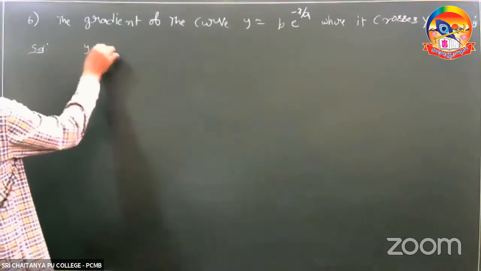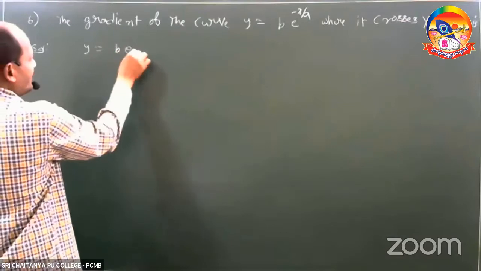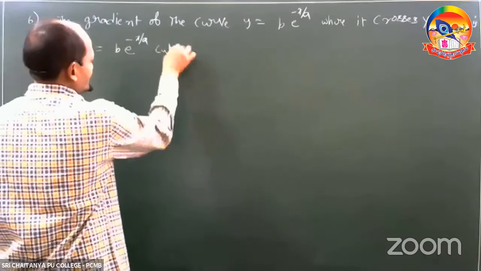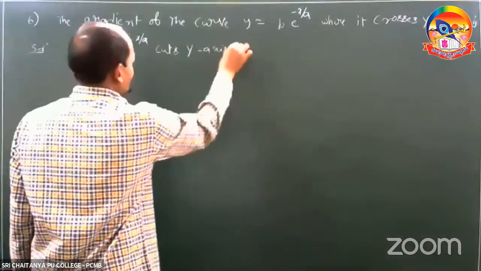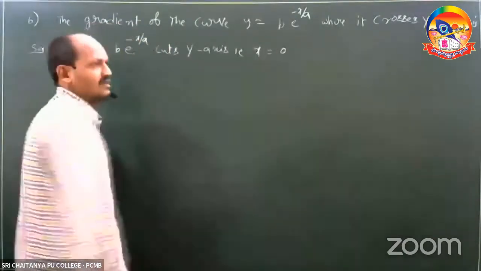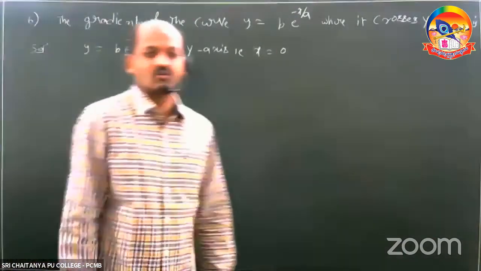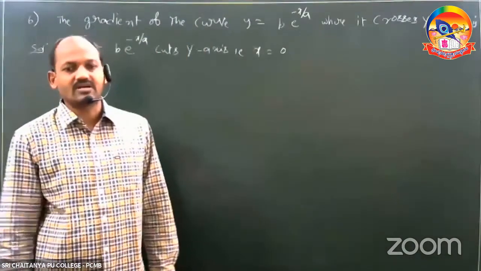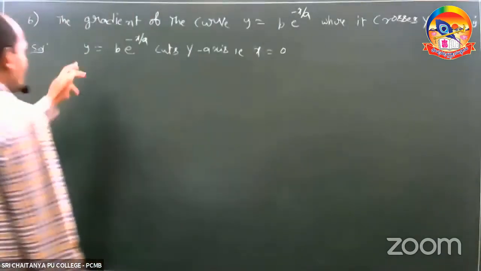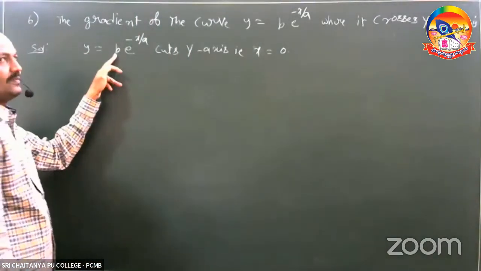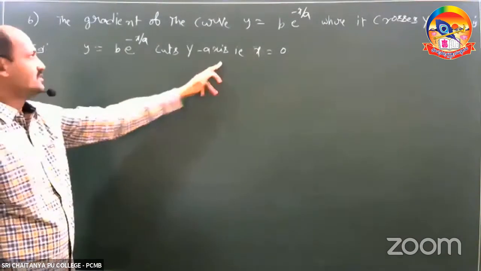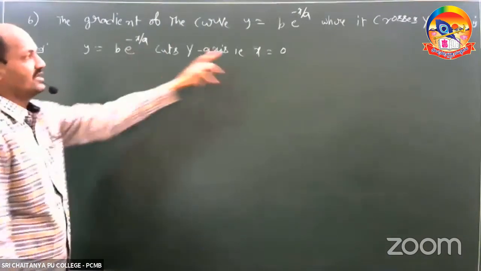So the given curve y is equal to b e power minus x by a cuts the y-axis, that is x is equal to 0. Any curve cuts the y-axis, x coordinate is 0, or any curve cuts the x-axis, y coordinate is 0. So here the curve cuts the y-axis, so x coordinate is 0.